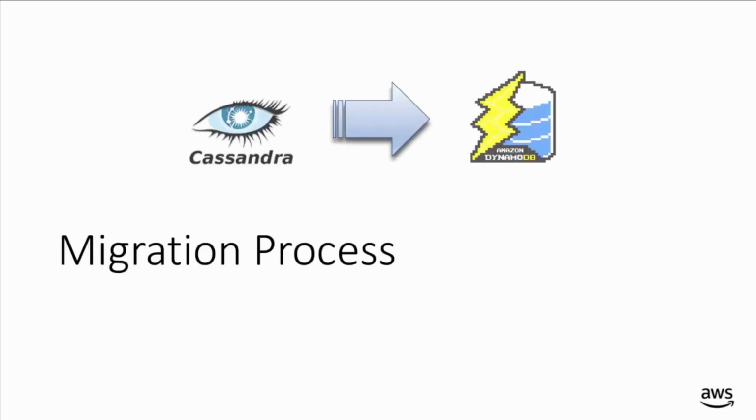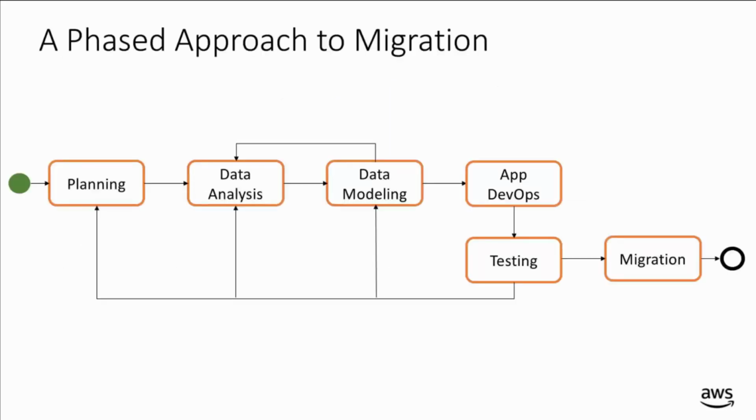So let's talk about the migration process now. Successful migrations are carried out in a well-planned manner and in multiple steps. Typically, it takes several iterations to get everything dialed in. And what these steps look like is going to be application specific. These migrations are more of an application migration than a data migration.